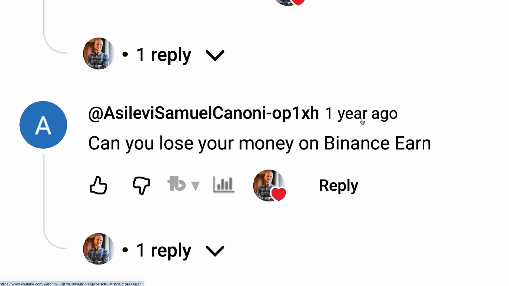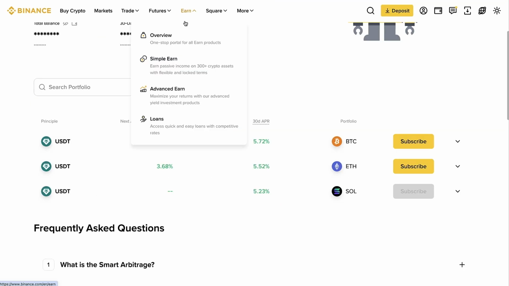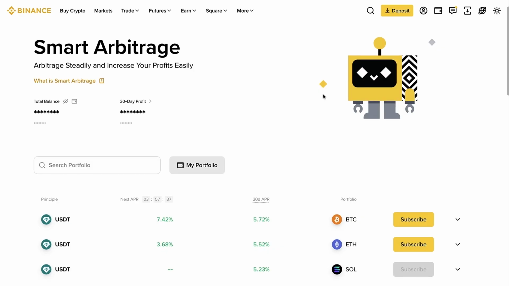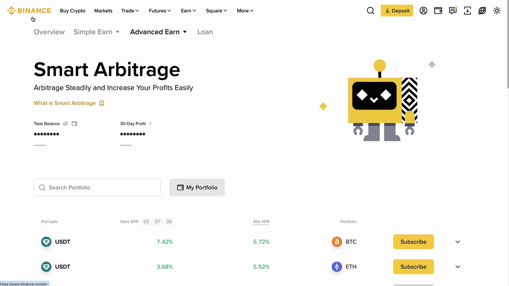The next person asked about the risks. Can you lose your money on Binance Earn? And the answer is yes. You can lose money on Binance Earn and also with any bots. The primary risk is of course the counterparty risk that always exists when you have your money on somebody else, for example on Binance or bank or whatever. And then of course there are additional risks depending on the product.